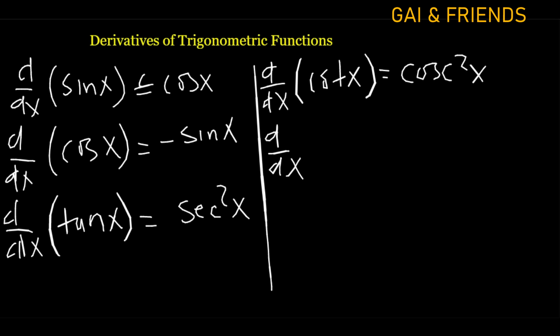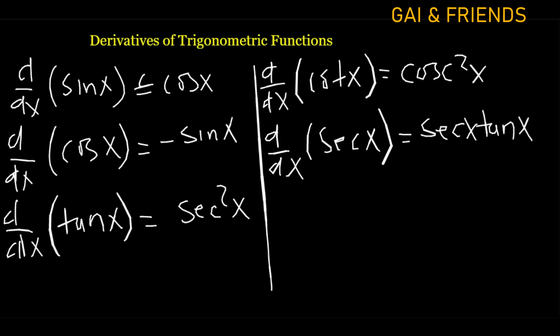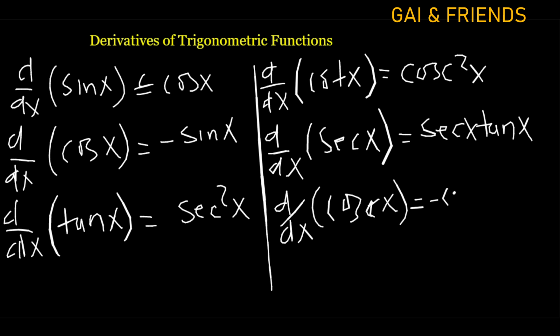The derivative of secant x is secant x tangent x. The derivative of cosecant x is negative cosecant x cotangent x.